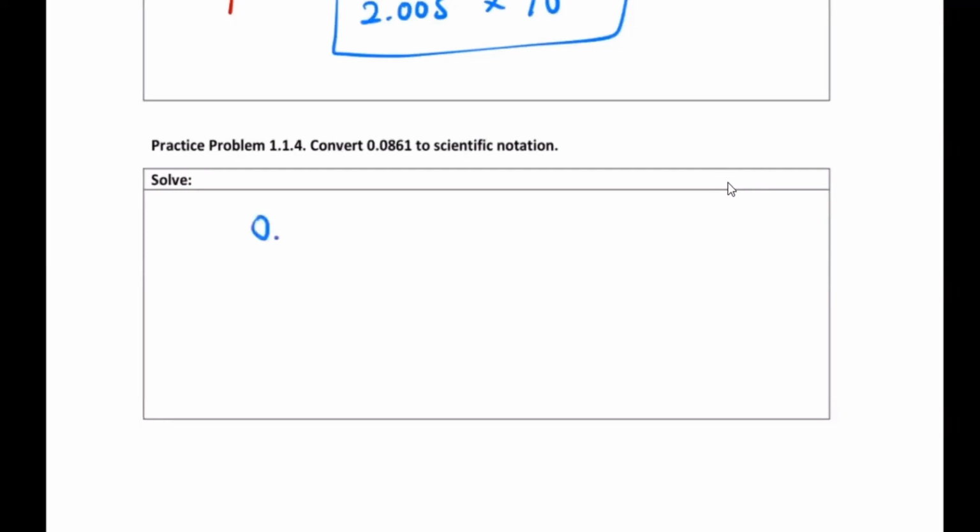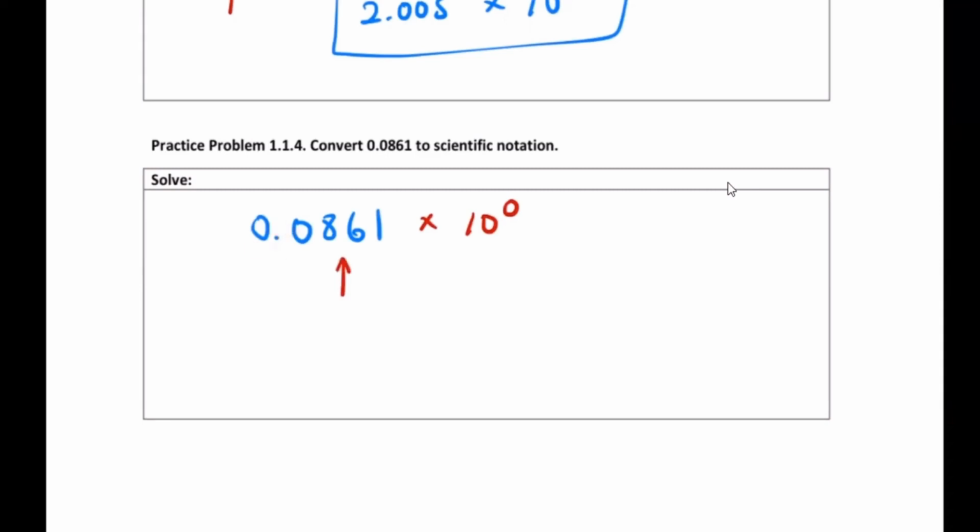This is the number they gave us, 0.0861. First thing I'm going to do is multiply it by 1, i.e. 10 to the 0 power, which is equal to 1. And then I want to move the decimal to just after the first non-zero digit. And the first non-zero digit here is 8. So notice the decimal is right here.